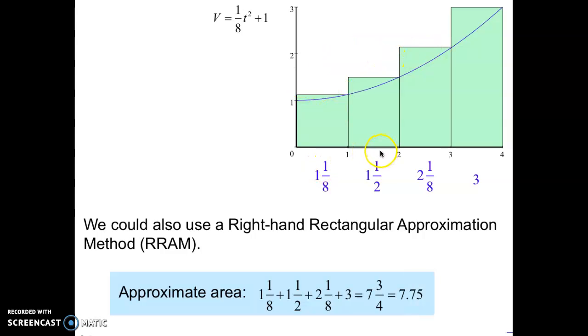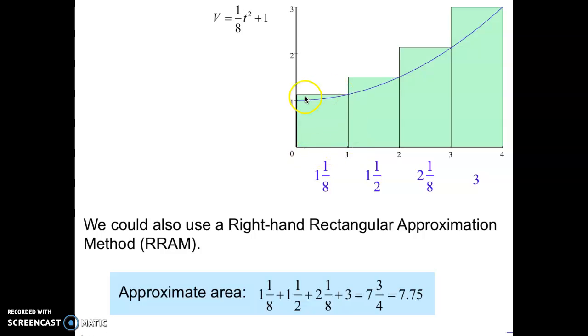Now notice I did this relatively quickly, but what I'm really doing here is starting at the right, so I'm starting at 4, and I'm drawing up to the curve and drawing across and then down. Notice the right corner of the rectangle is touching the curve. Then I draw the next rectangle, hitting the right edge and then drawing across. Same with the next rectangle, same with the next rectangle.